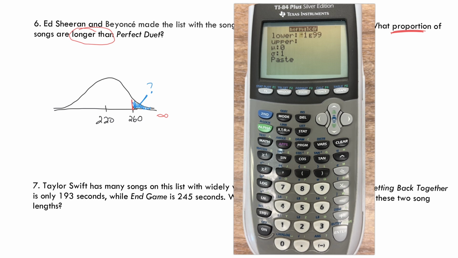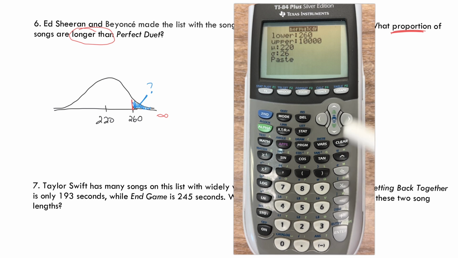And we want to find out what proportion is more than 260. So what that means is we're going to start with the 260, and we are going to go all the way to positive 10,000, and we are going to put in the mean, which is 220, and the standard deviation is going to be 26.